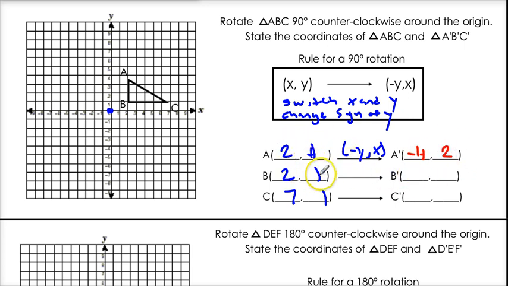So now I'm going to do the same thing. Y comes first, and I'm going to make it negative. Negative 1, 2. And for our last one, it's negative 1, and x goes to the back, 7.